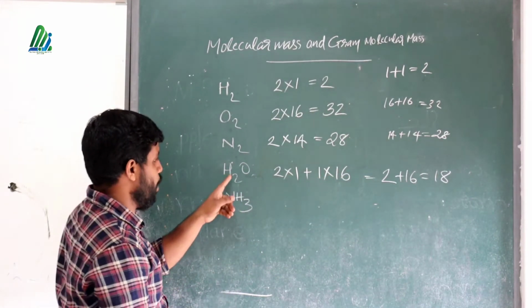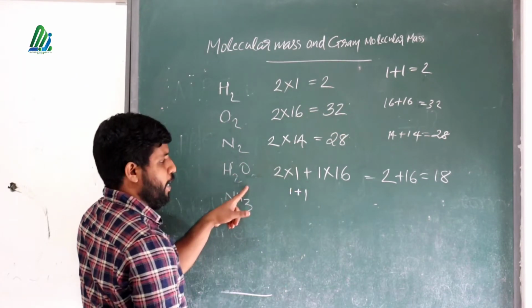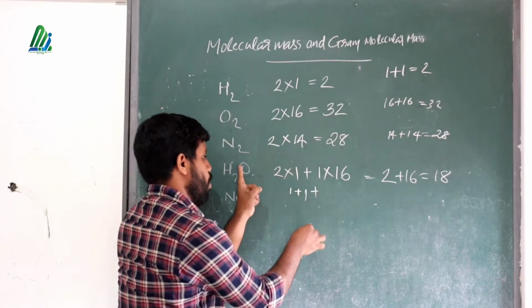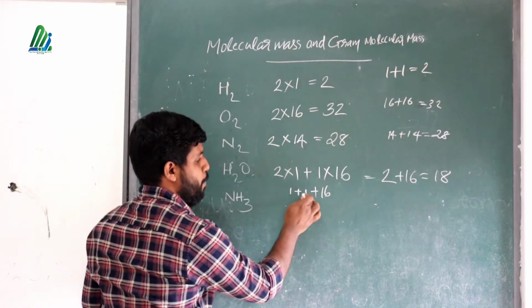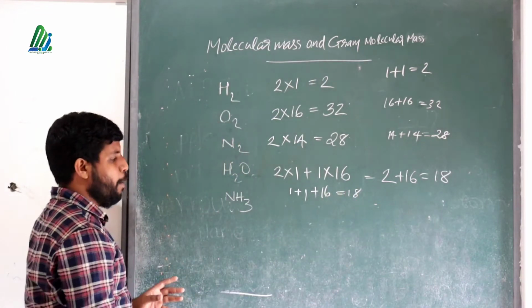One more method is there. 2 hydrogen atoms, so you can write 1 plus 1, plus 1 oxygen atom, mass 16. 1 plus 1 is 2, 2 plus 16 is 18. In the same way we are finding the molecular mass.